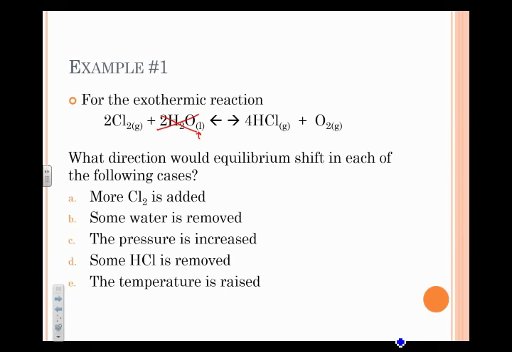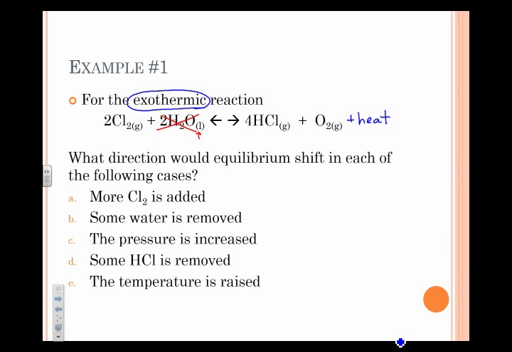And then I also want to consider what exothermic is telling me. We know that an exothermic reaction is emitting heat. Heat is exiting the system. And so I can think about an exothermic reaction as having heat as a product. If I had an endothermic reaction, then I would think about heat as a reactant, because endothermic reactions have heat or energy coming into the system.